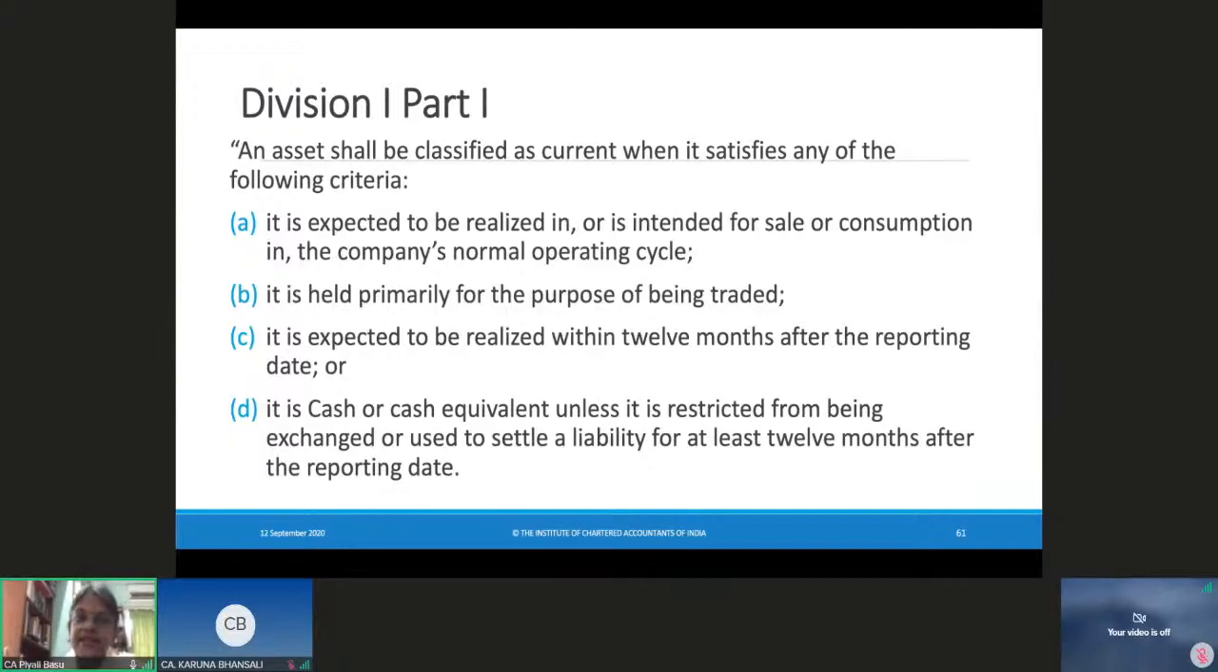So what are the current assets? For your recapitulation purpose, it is expected to be realized or is intended for sale or consumption in the company's normal operating cycle. Okay? And B, it is held primarily for the purpose of being traded and not as an investment. Again, investment would have current and non-current. And it is expected to be realized within 12 months after the reporting date.